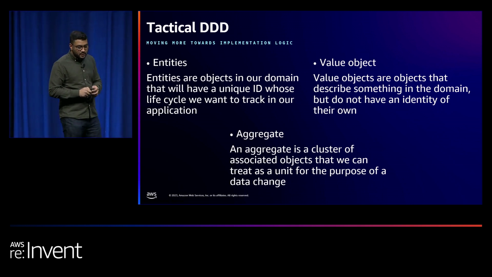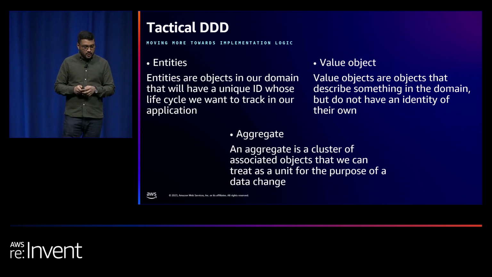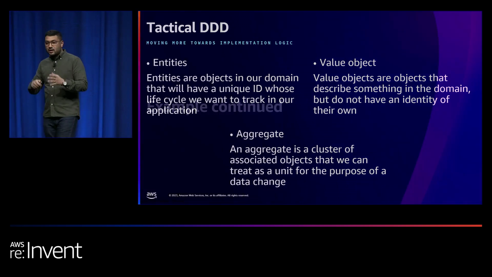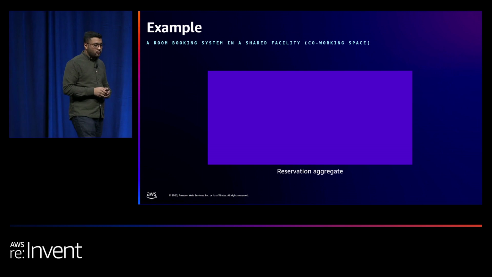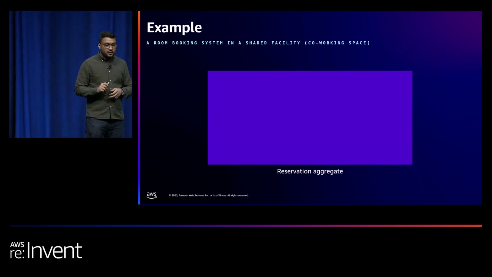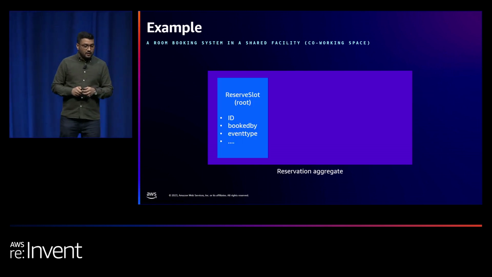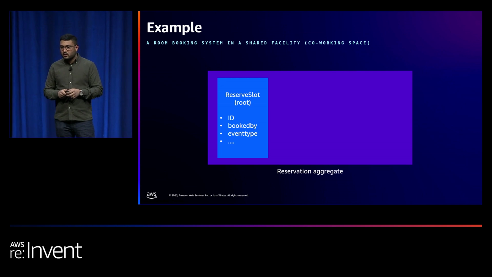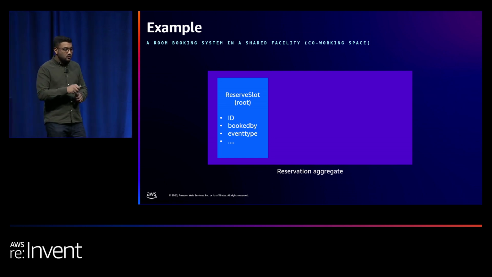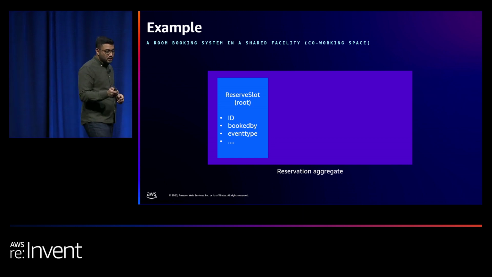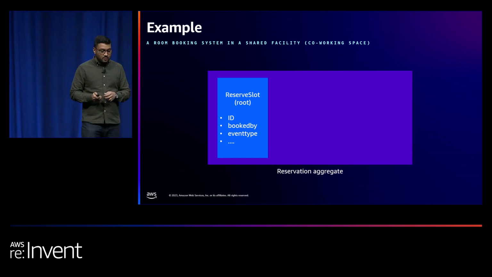So if I take these tactical DDD terms and apply them to the example that we just saw a few minutes ago, what I'm looking for in the reservation aggregate is that I have a reserved slot root. This is the root aggregate, which basically means this is the aggregate that the software is going to interact with, and this is going to change the other attributes that are available in my aggregate.